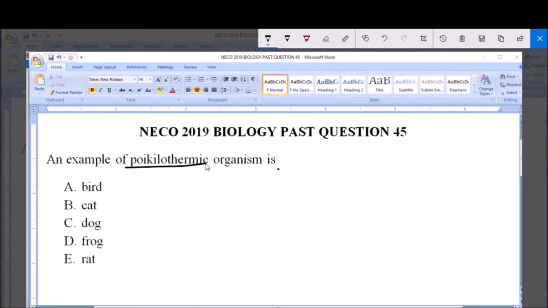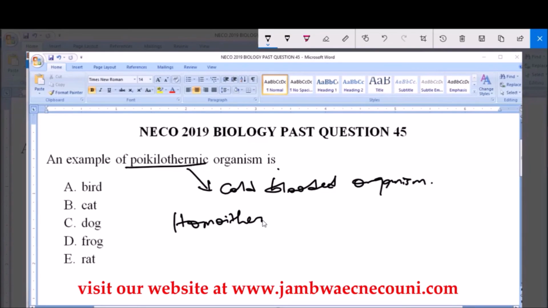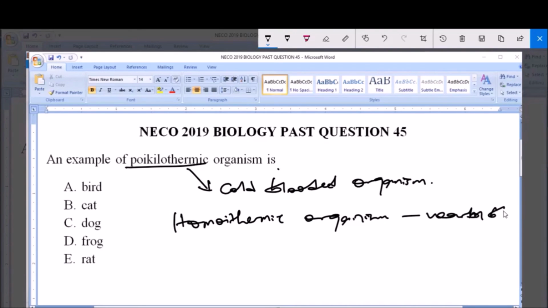Now, poikilothermic organism simply refers to cold-blooded organisms. That is, organism that is cold-blooded. Then the opposite of poikilothermic is homoiothermic organisms. Now these organisms are warm-blooded organisms. Now option A says bird.